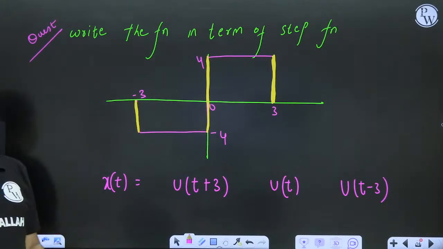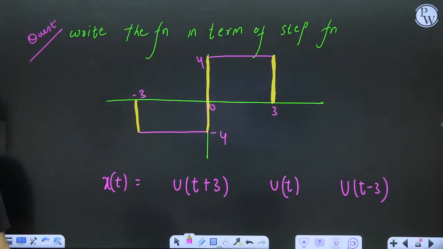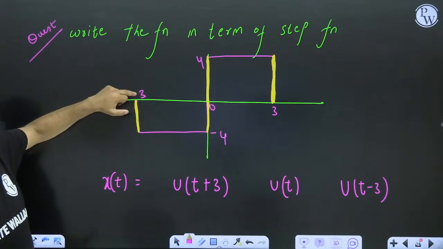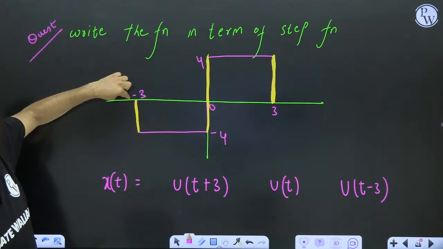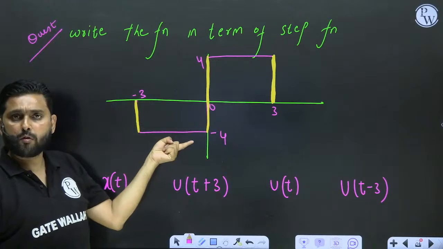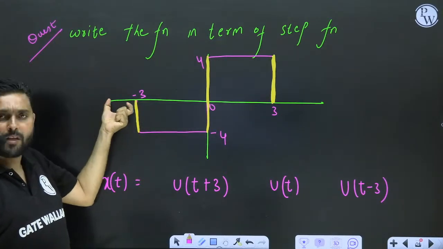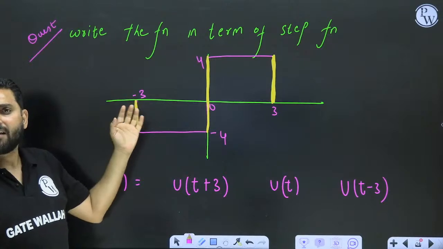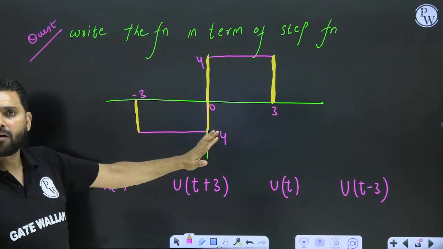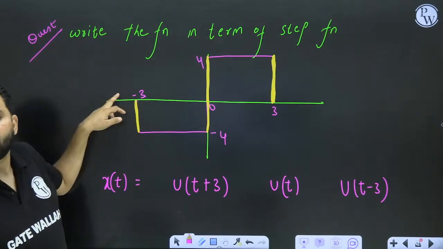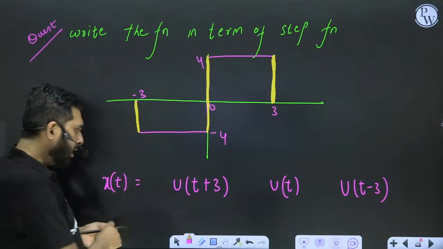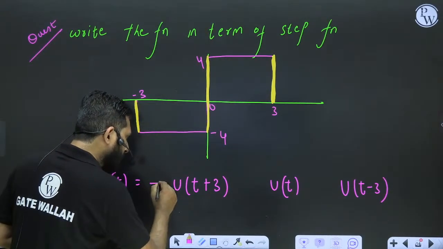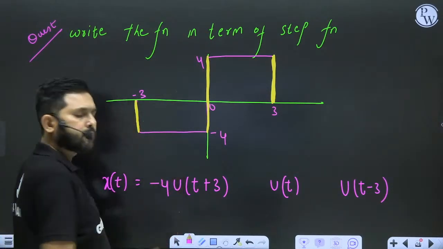Now as far as the coefficients are concerned, just look at the point -3. Earlier it was 0, now it becomes -4 at -3. This means the coefficient here would be -4.